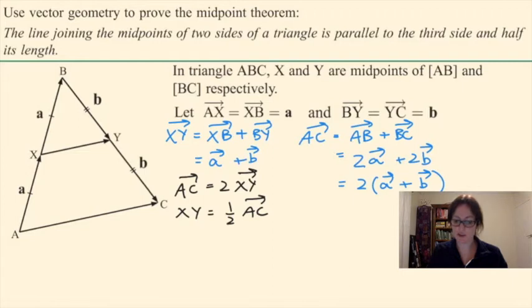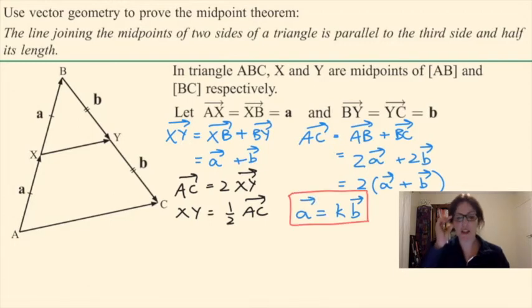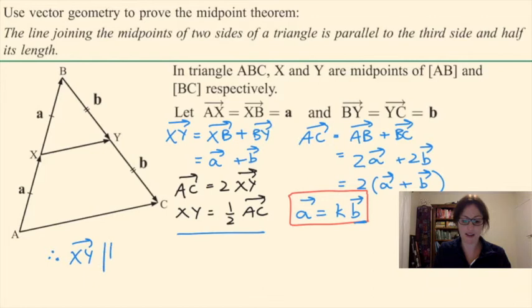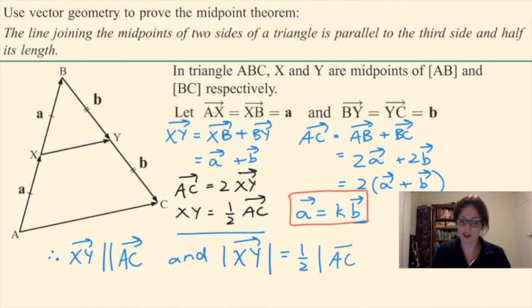Essentially, that's using this rule that if you have vector a equal to a scalar's worth of vector b, if we go back to our vector properties, if this fact holds true, which it does because we've established the connection between XY and AC, we can summarize by saying that therefore vector XY is parallel to vector AC, because the only way they could be scalar multiples of each other is if they're parallel. And the other fact, that the length of XY will be equal to half the length of AC.